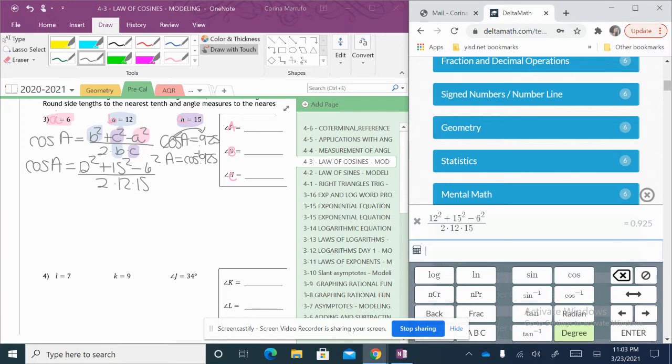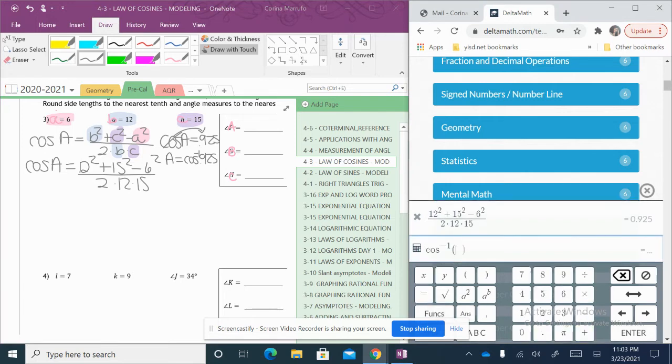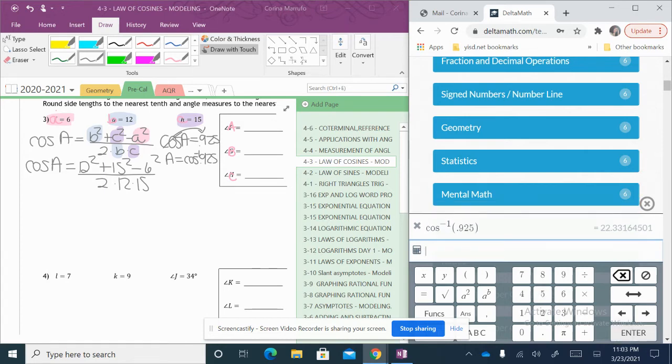So I'm going to go ahead and hit functions. I use the inverse cosine of 0.925. I hit enter. That gives me 22.33. But they want us to round to the nearest degree, so the measure of angle A will round to 22 degrees. So here I'm going to put 22 degrees. Okay, next we're going to find angle B.